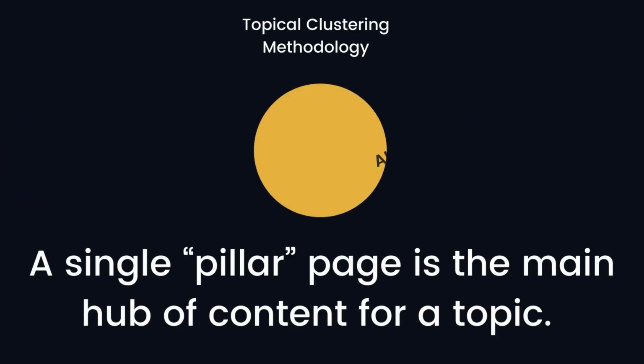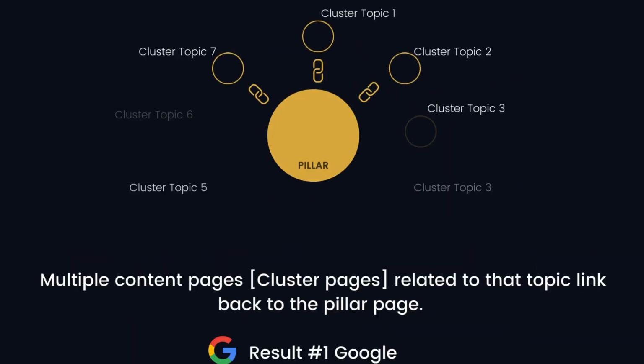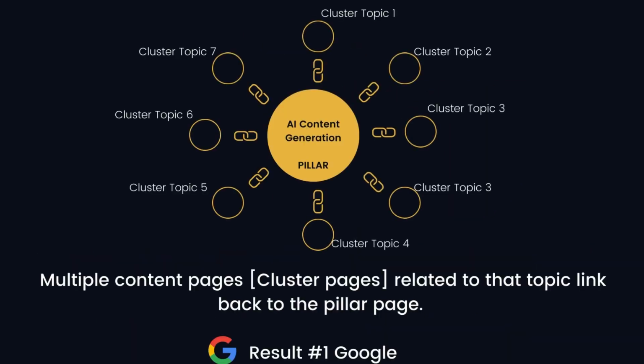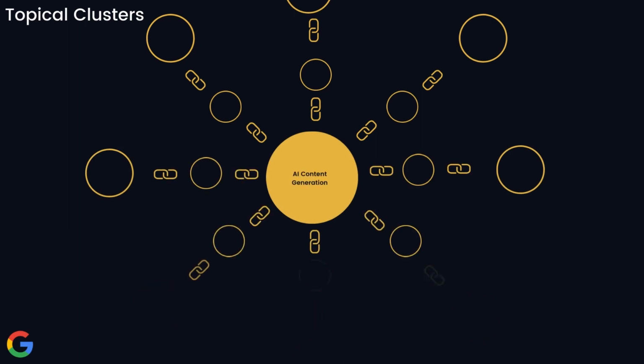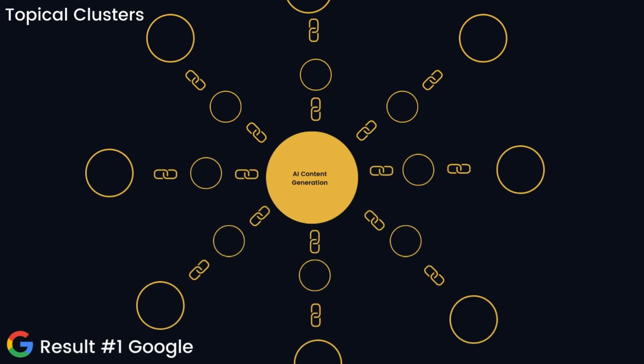This is the pillar content in the middle, and this is going to be a very highly optimized, high quality piece of content. Around this piece of content, we're going to generate a large number of cluster content, and this is going to be on topics very closely related to the pillar content. It's going to send the right signals to Google that this domain has authority around this type of content.